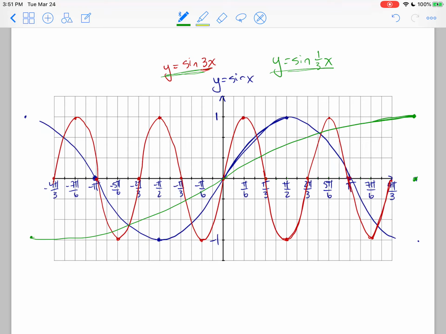All right, so in the next video, we're going to talk about phase shift, and we'll do one example where we have both an amplitude and a period change. We'll talk about phase shift, and then we'll put it all together in the last video. All right, I'll see you.